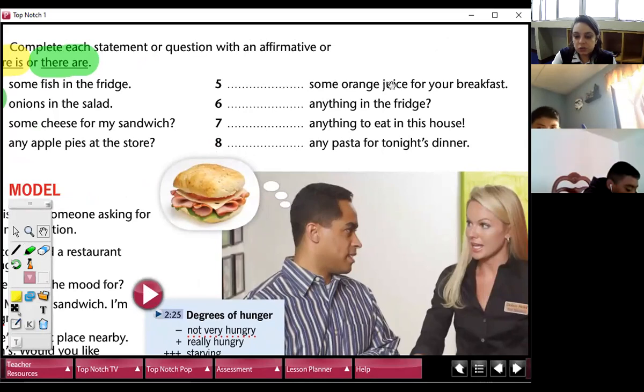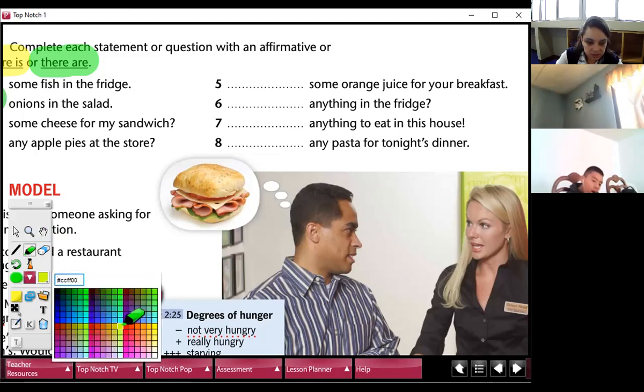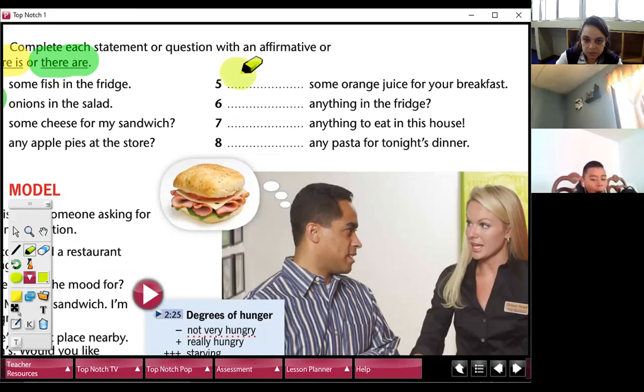Some orange juice from the... There is. It's a bottle of juice. There is or there are? There is, because we are talking about a bottle or a jar or a glass of orange juice, right? So this one is there is, right?